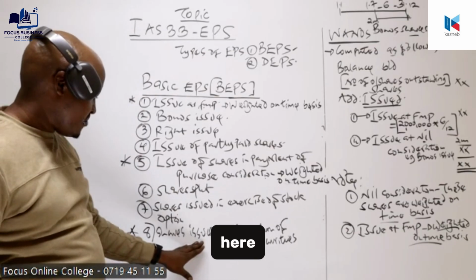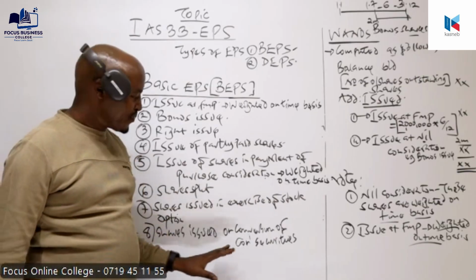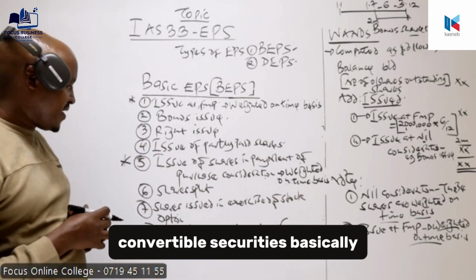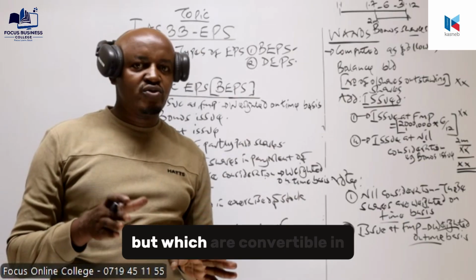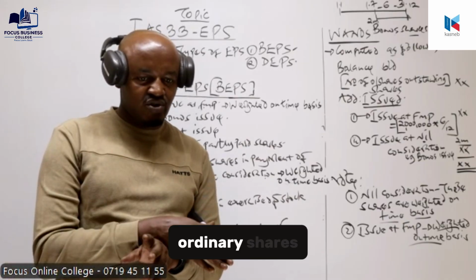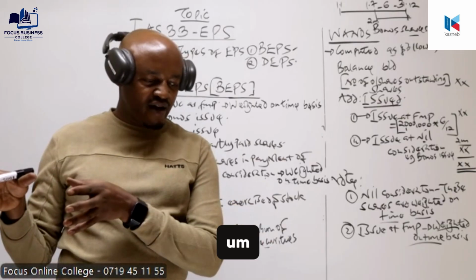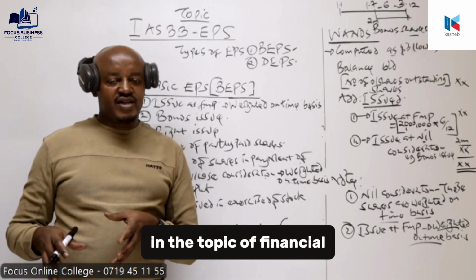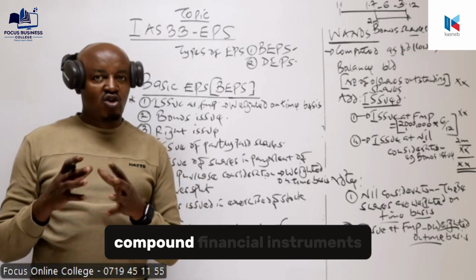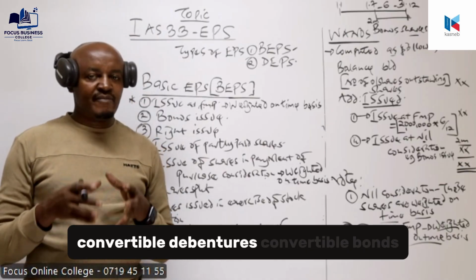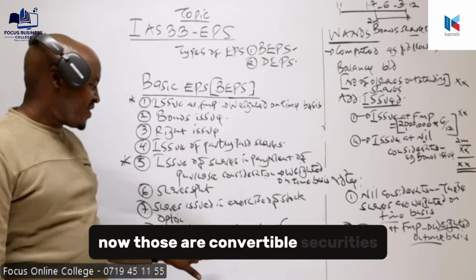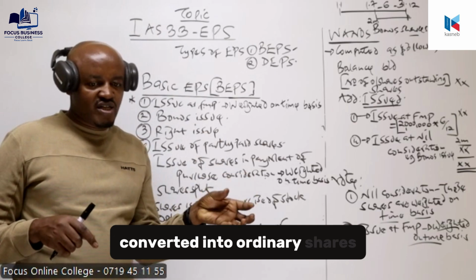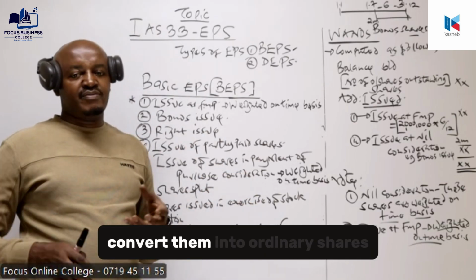And then we also have here the shares which are issued on conversion of convertible securities. First of all, what are convertible securities? Convertible securities basically are those securities which are issued by the company but which are convertible in nature, which can be converted into ordinary shares. And this is something we came across in the topic of financial instruments. In that topic, we refer to them as compound financial instruments, convertible debentures, convertible bonds. The reason why we refer to them as convertible securities is because they can be converted into ordinary shares. The holders do have an option to convert them into ordinary shares.